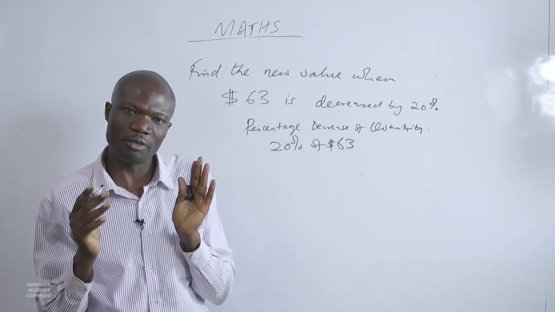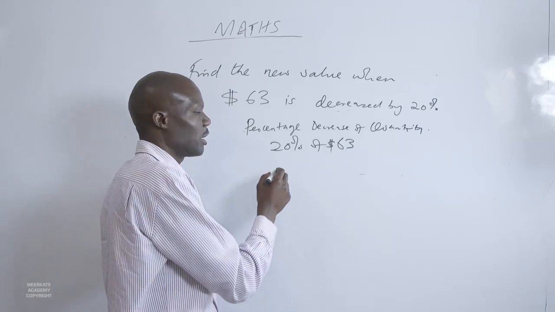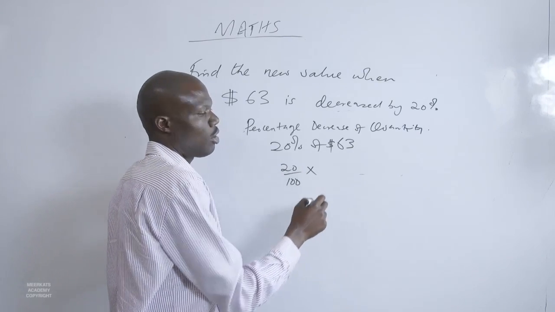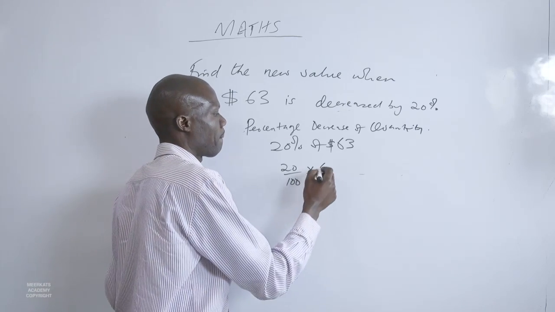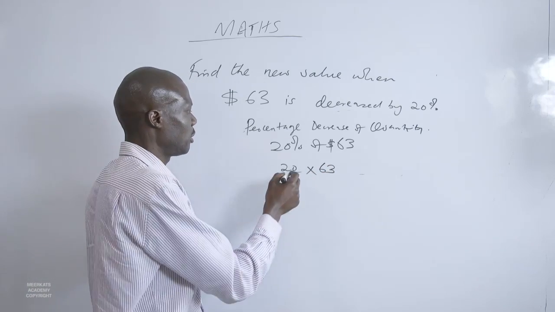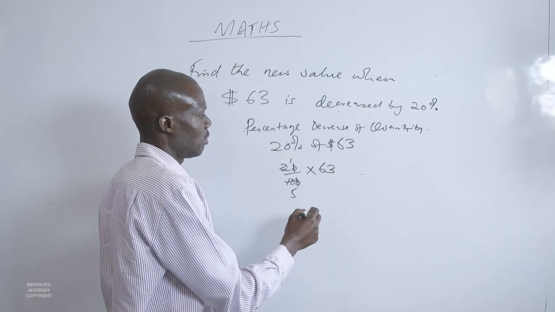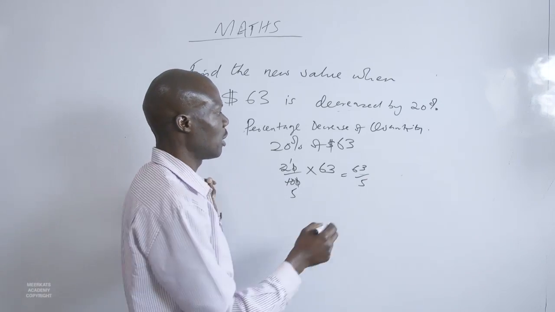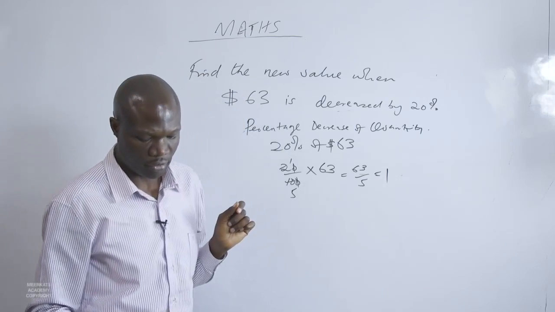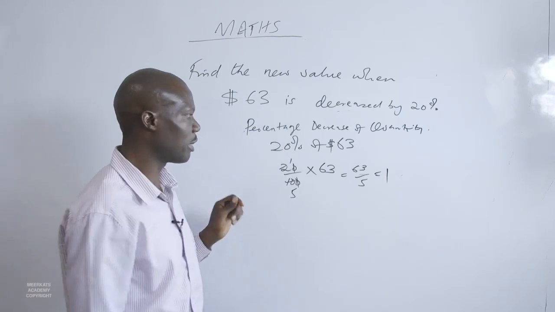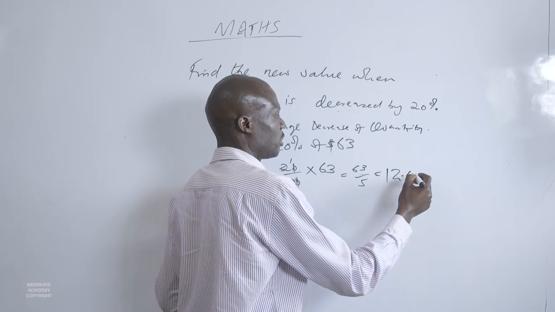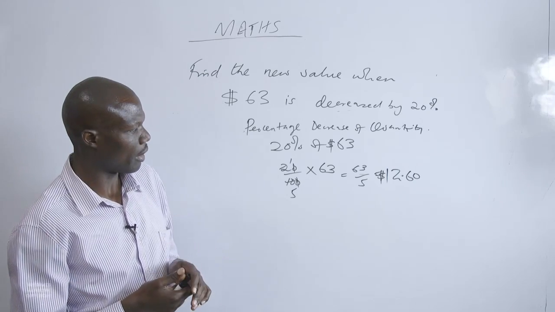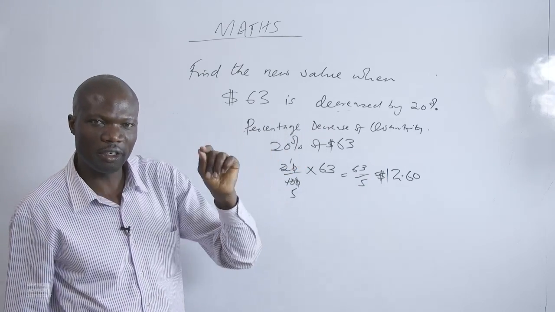So this one, you find first what is 20% of 63. Change percentage into fraction. Of is replaced by multiplication. Simplify the fraction. We are getting 63 over 5. And 63 over 5 is the same as $12.60. So this is the percentage decrease.